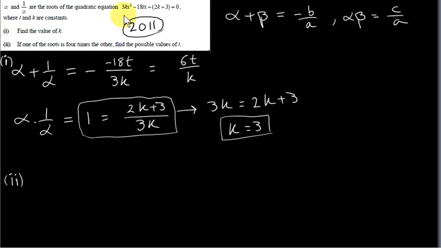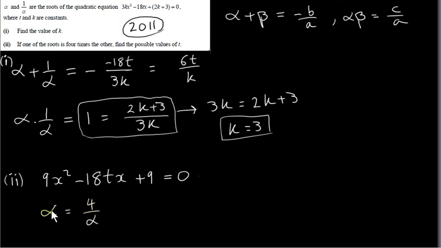Now, we can rewrite our quadratic equation, replacing k with 3. So we'll have 3 times 3x squared, or 9x squared, minus 18tx. And we plug 3 in for k here, so we get 2 times 3 is 6 plus 3 is 9. If one of the roots is 4 times the other, find the possible values of t. One of the roots is alpha, so let's say it's 4 times the other root, 4 times 1 over alpha, which is 4 over alpha.